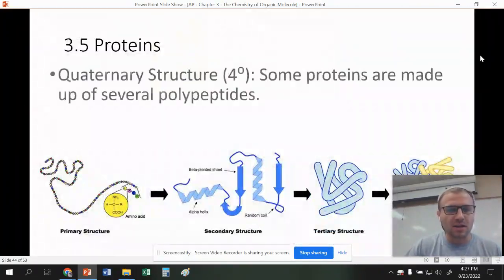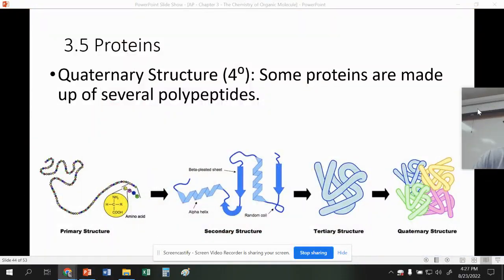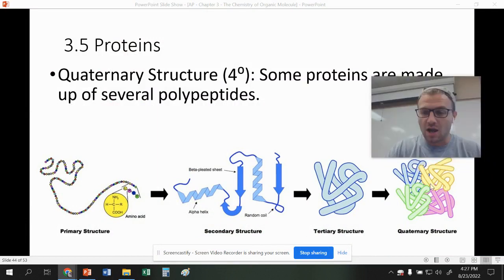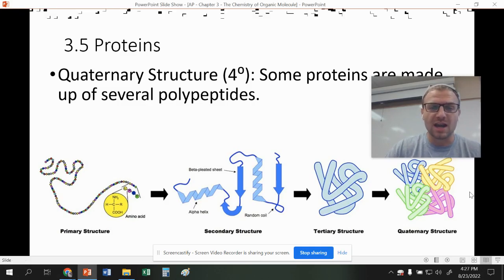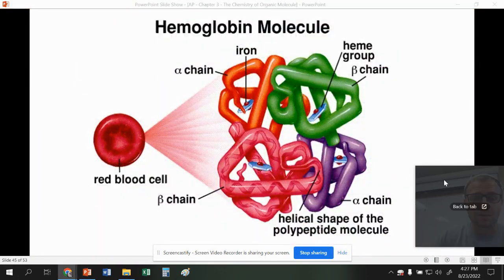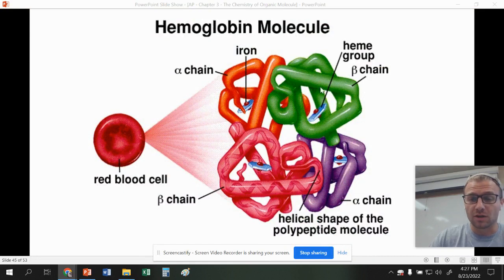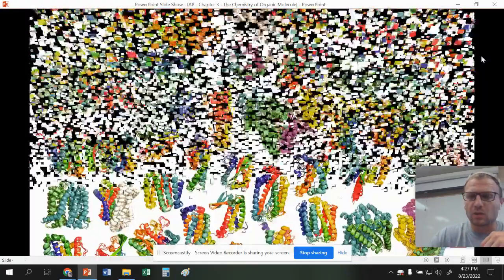All right, lastly here, let's get to our quaternary structure. This is when we have some proteins that have several polypeptides or several tertiary structures that bond together. You can see here this quaternary structure below me. There are several polypeptides, or several tertiary structures, that will form that one protein. Now, not all proteins will look like this, but to give you an example, this is hemoglobin. There are 4 different polypeptides that will bond together to form this protein. This is the hemoglobin molecule. So this is an example of a quaternary structure.